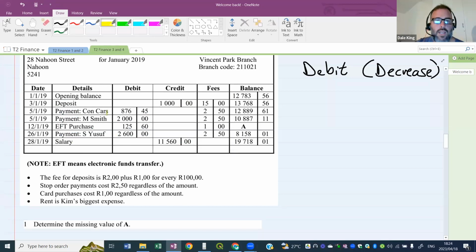So I'm going to use yellow here. This is the line. Determine the missing value A. What is the balance in the bank account after the EFT purchase is made? All right, you guys are going to try this, and then we're going to work on it together and show you our answer. You've got the values from the table. You've also got the information about the fees underneath. Let's see if you guys can work this one out.